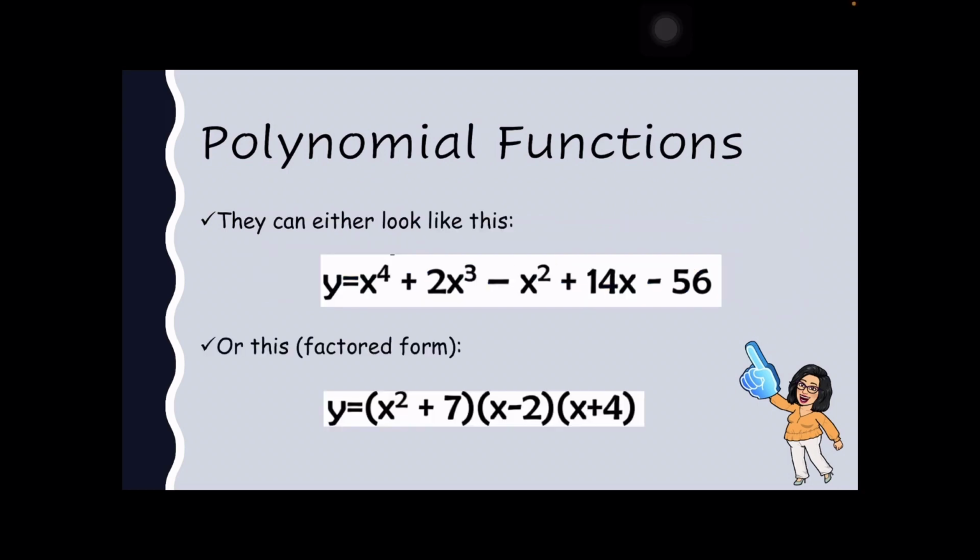So, pwede po siyang maging y is equal to x to the 4th plus 2x cubed minus x squared plus 14x minus 56. Or, pwede rin po siya na in its factored form. Like, y is equal to x 8. Or, pwede rin po siyang nasa factored form, which is y is equal to x squared plus 7 times x minus 2 times x plus 4.